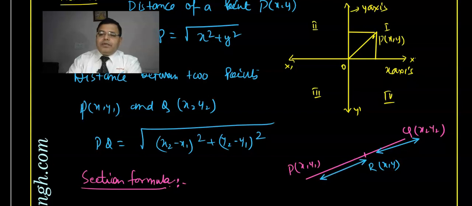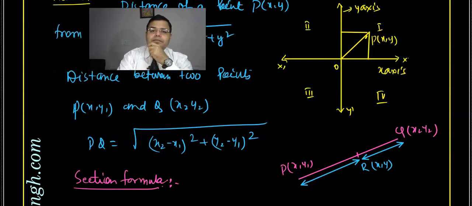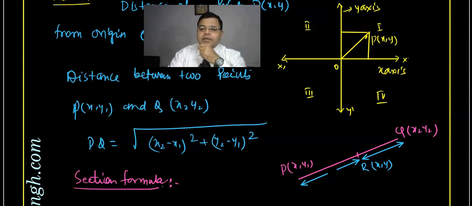So if this one is, say, let me write this, and if Q is like this, this part is M and N respectively. Say the distance is M here and N there. I can write it like this: this distance is M and this distance is N. So that will be M and N. Since R is in between P and Q, it is said that R divides the line segment joining P and Q internally.